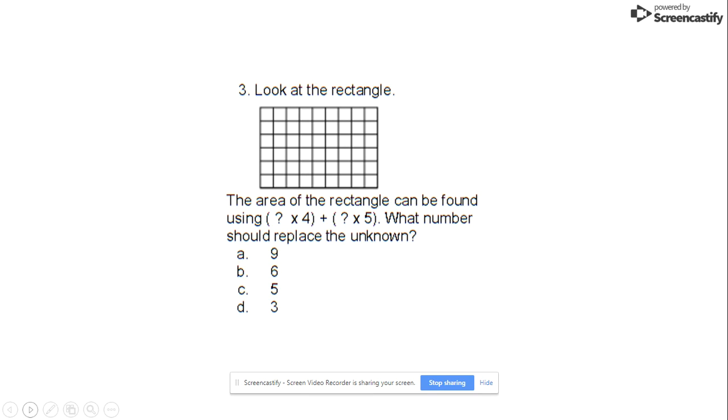So you may also get a figure like this, similar to what we had in the first problem. And it says the area of the rectangle can be found using blank times 4 plus blank times 5. So what number should replace the unknown? What you should do first is label your side lengths and write an equation that you could use to solve for this figure. So I have 6 rows of 9, so I would write 6 times 9.